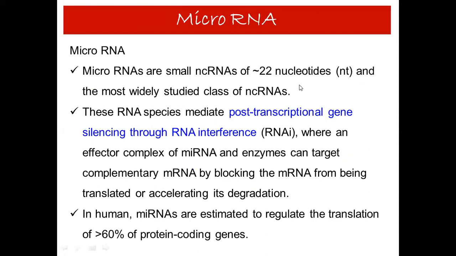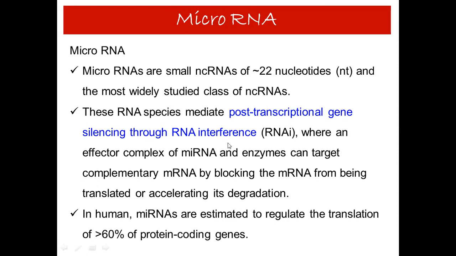Next is another kind of regulatory RNA present inside the cell, that is microRNA. In abbreviation, it is also called as miRNA. miRNA are small non-coding RNAs of near about 20 to 22 nucleotides and the most widely studied classes of non-coding RNAs. These RNAs mediate post-transcriptional gene silencing through the RNA interference.